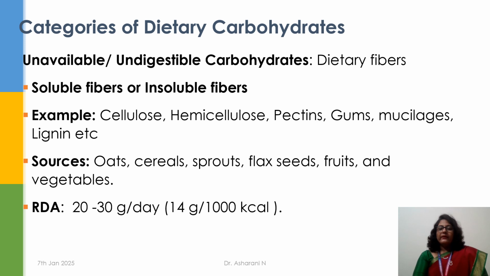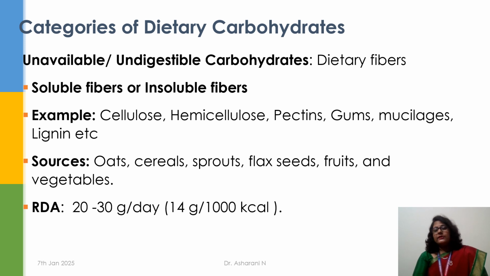So these are very important whenever we talk about nutrition in diabetes. So the dietary fibers. Some of the dietary fibers are soluble and some are insoluble. Whatever they might be, the dietary fibers are not digested by us because we lack the enzymes to digest them. For example, cellulose, hemicellulose, pectins, gums, mucilages, lignin, etc. These are all some of the examples of dietary fibers.